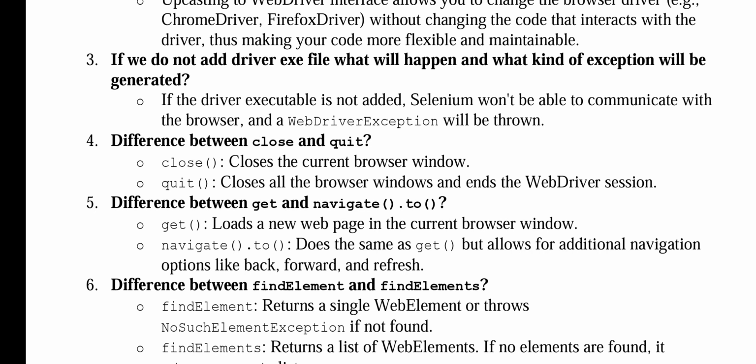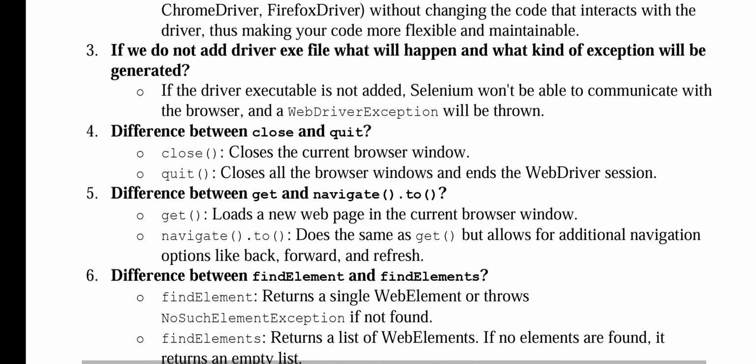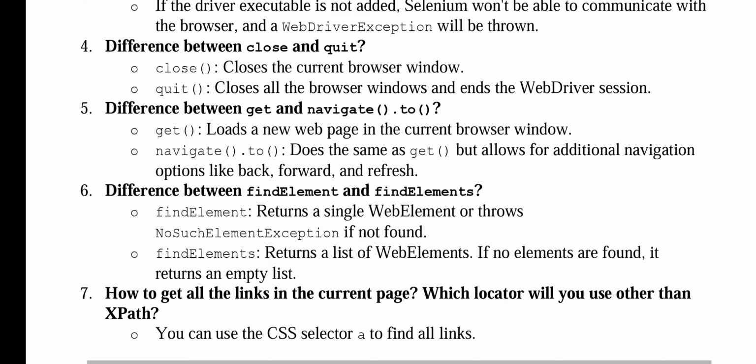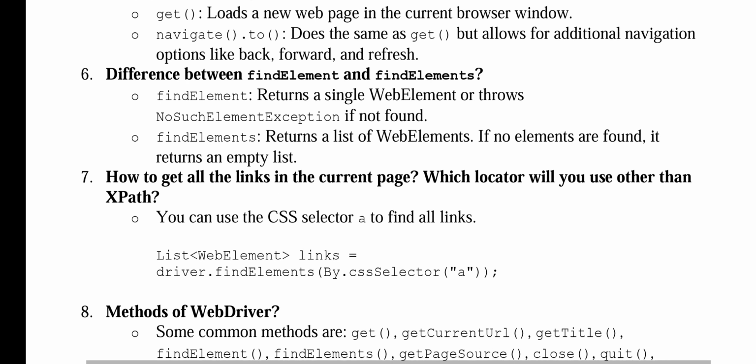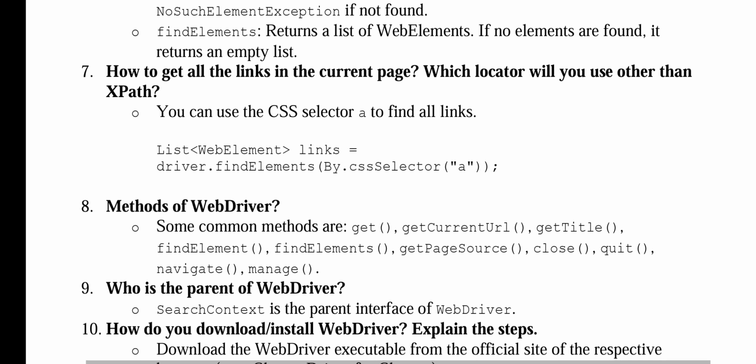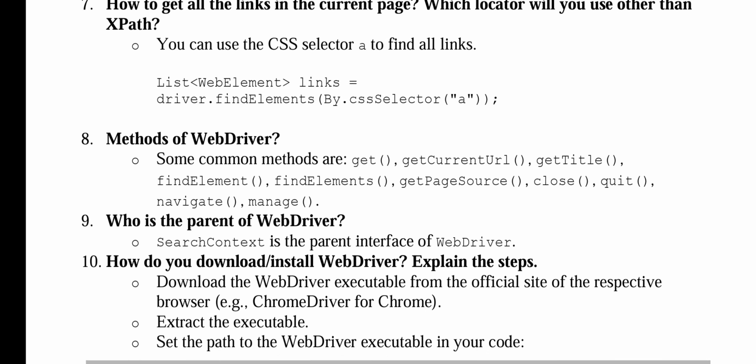You can explore more. If we do not add the driver exe file, what will happen and what kind of exception will be generated? Difference between close and quit. What's the difference between get and navigate.to? Difference between find element and find elements. How to get all links in the current page? Which locator will you use other than XPath?